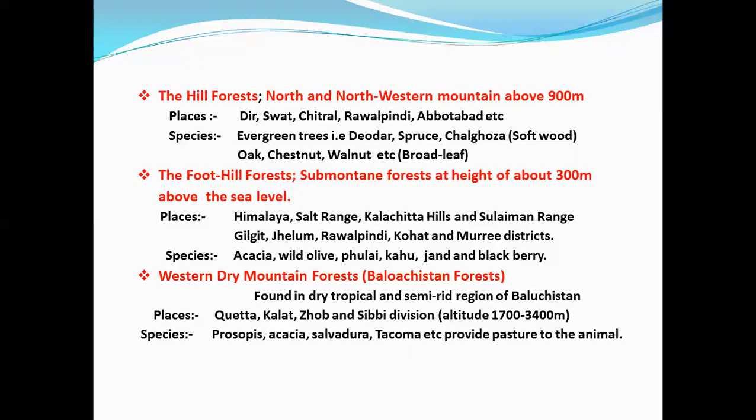The other natural vegetation consists of prosopis, acacia, salvadora, tecoma. This region has no green forest but provides vast grazing ground for the livestock of the people who have a nomadic way of life.